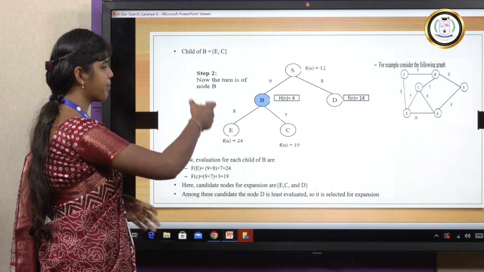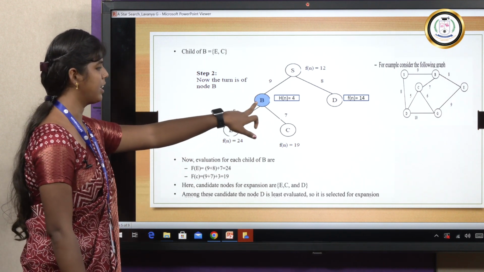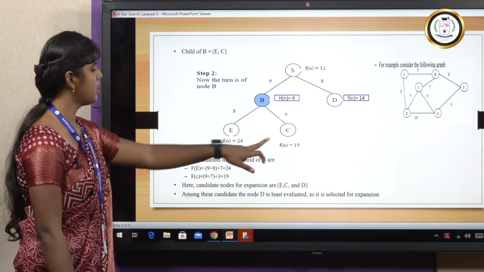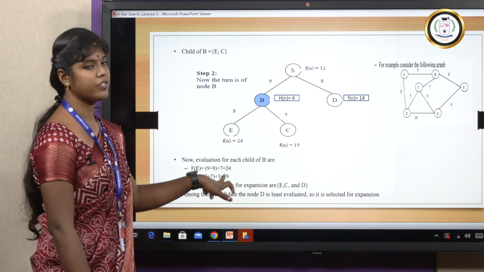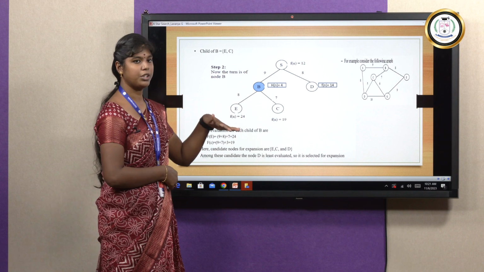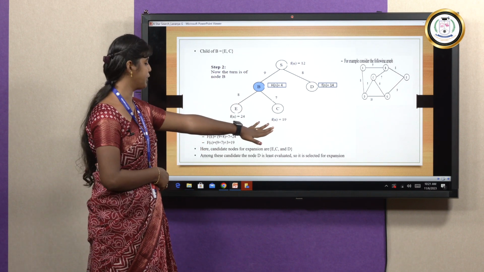The same way S to C. I need to take S to B, the value will be 9, and B to C the value will be 7. The same way, 9 plus 7 and C's heuristic value will be 3, the total will be 19. So from the starting node, whichever nodes I'll be going to, that node I need to take and proceed from there.